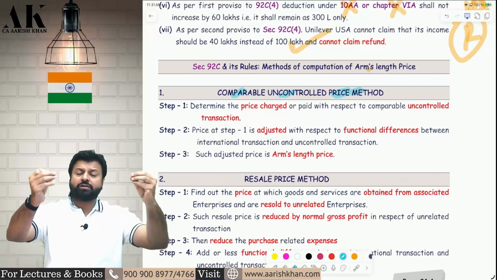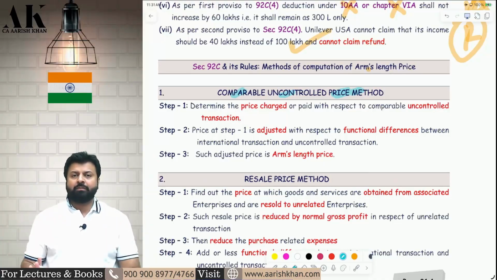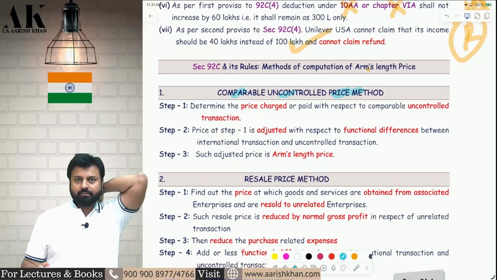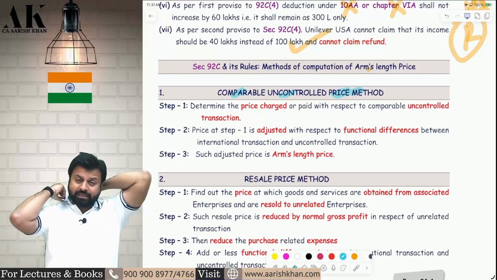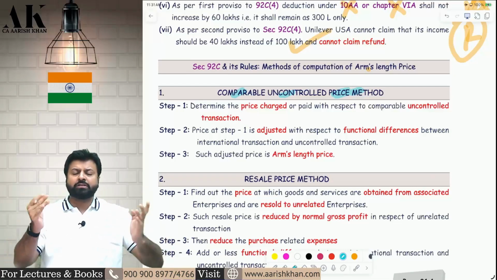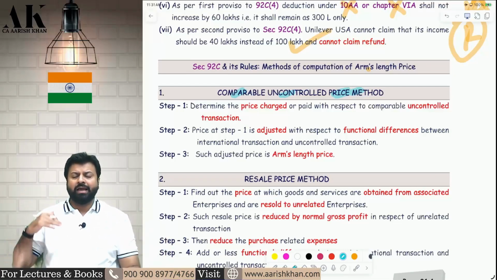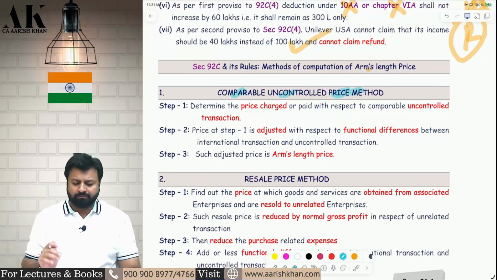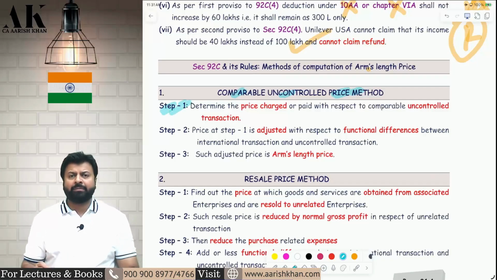If I am doing a transaction with my associated enterprise, that will be called an international transaction. And the transaction with which I am comparing, that is the third party transaction, that will be called an uncontrolled transaction. So the transaction with an associate enterprise is an international transaction, and the transaction with a third party is an uncontrolled transaction.